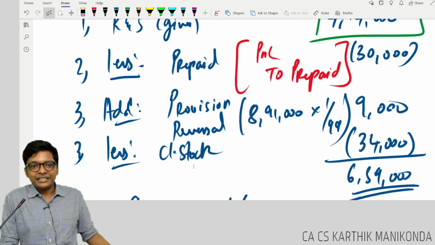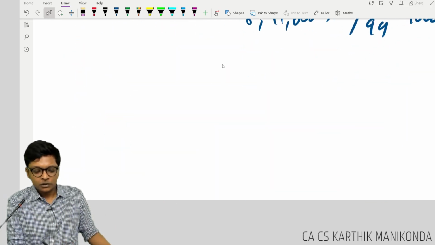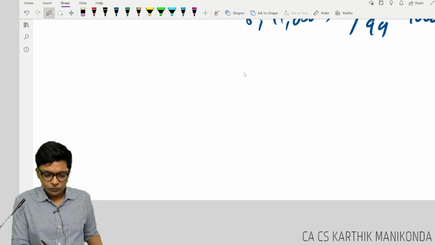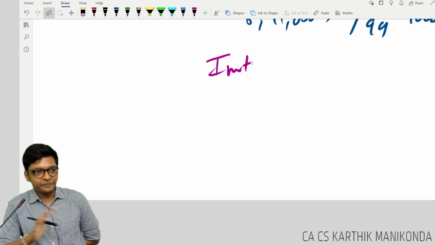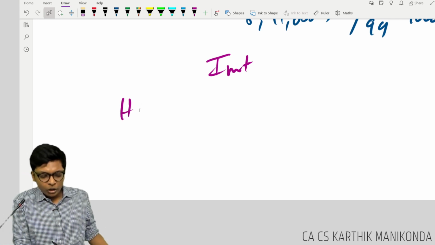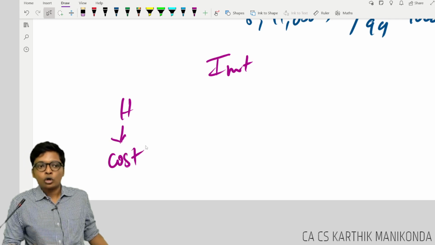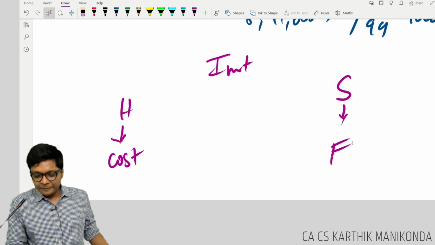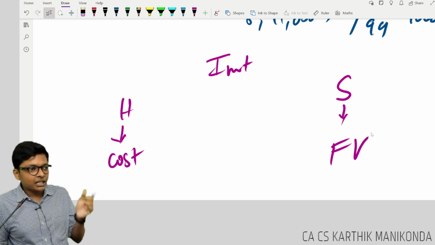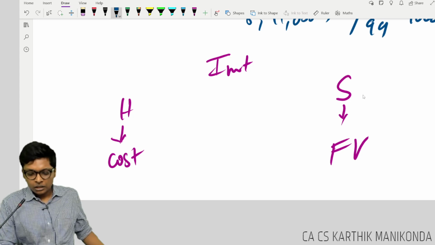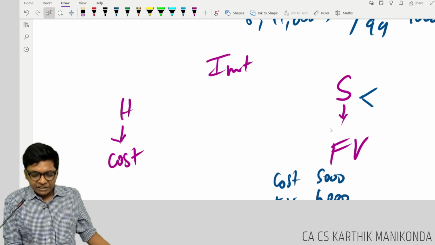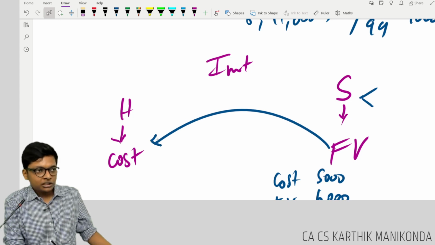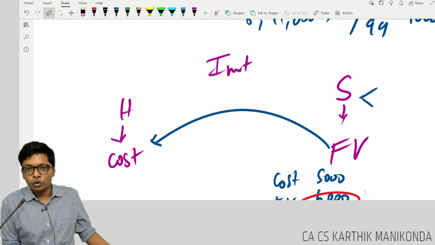Let me give an example. Let's see what you will do. Let's say, okay, let me take investment, normal investment, not subsidiary investment. In holding, investment is carried at cost. In subsidiary, investment is carried at fair value. So I have to make the change. Let's say here cost is 5,000, fair value is 6,000. But I have to change the method from fair value to cost. So I have to change my investment from 6,000 to 5,000.